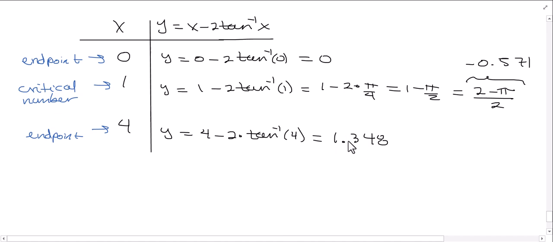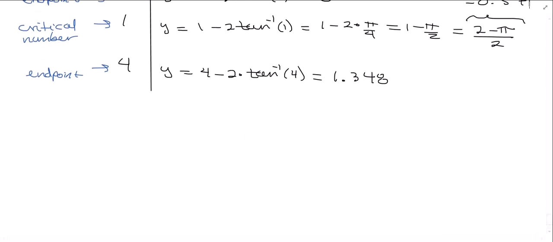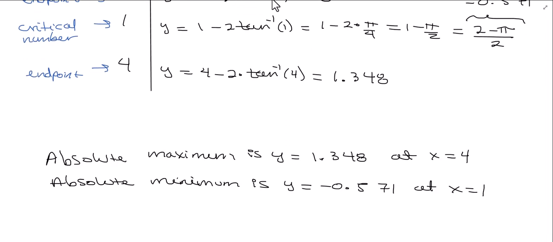So the absolute max is y equals 1.348 and it occurs at the endpoint when x equals 4. The absolute min is the lowest y value, which is negative 0.571, y equals negative 0.571, and it occurs at the critical number x equals 1. So we can write that out a little more formally. So here we go. The absolute maximum is y equals 1.348 at x equals 4, and the absolute minimum is y equals negative 0.571 at x equals 1. I put them in decimals.